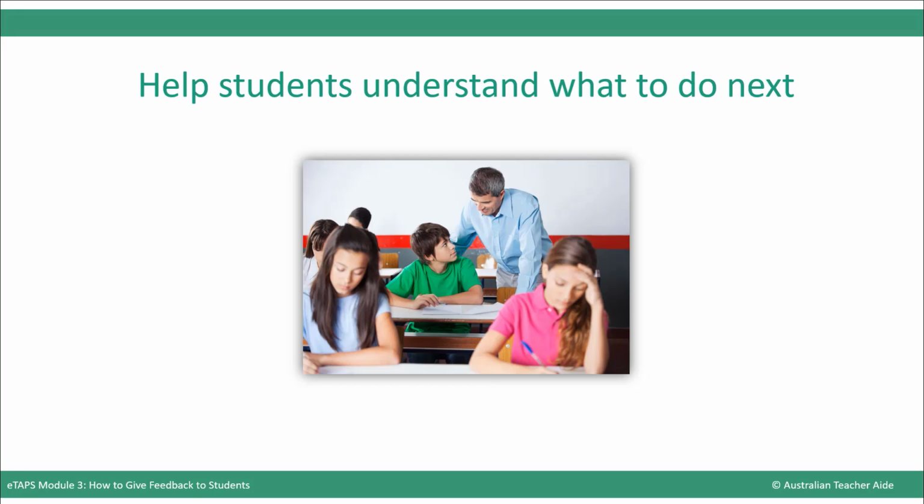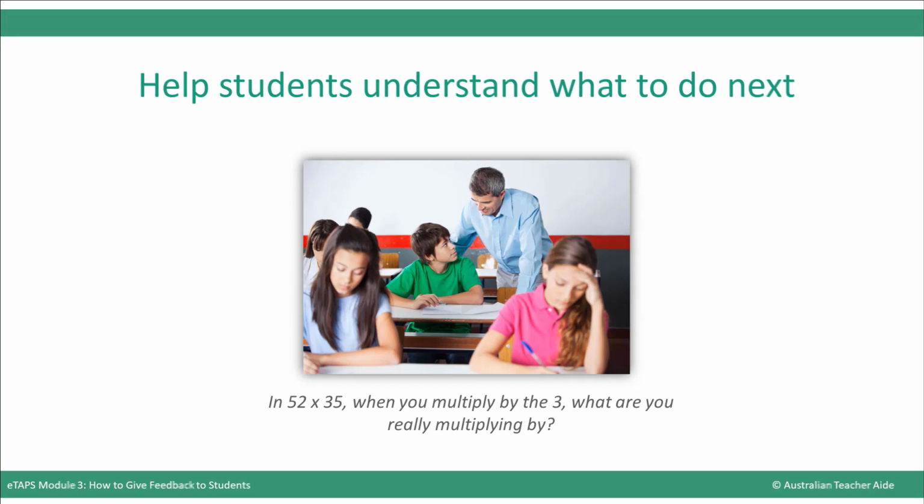If we use a previous math example and presume the student was unable to self-correct, you could provide them with just enough information to fix the error. For example, you could prompt the student by asking a question such as, "In 52 times 35, when you multiply by the 3, what are you really multiplying by?"